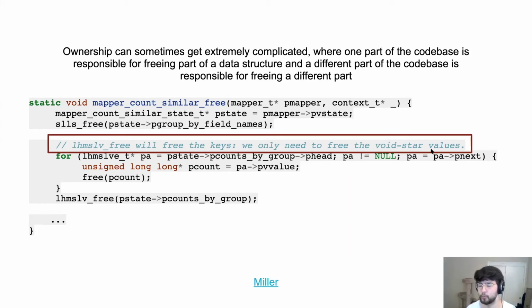And this stuff is really hard to reason about. It gets really complicated, but this is the nature of manual memory management. Real world code is not always simple. There's a lot of complexities. And so you need to be explicit about who is responsible for doing what.